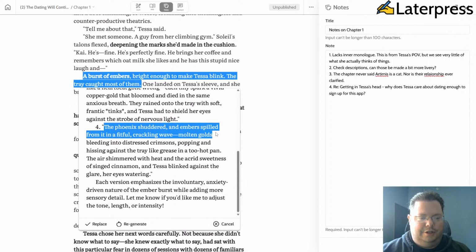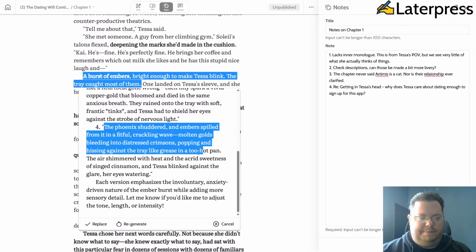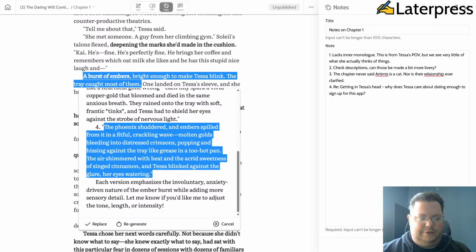4. The phoenix shuddered, and ember spilled from it in a fitful, crackling wave, molten golds bleeding into distressed crimsons, popping and hissing against the tray like grease in a too-hot pan. The air shimmered with heat and the acrid sweetness of singed cinnamon, and Tessa blinked against the glare, her eyes watering.